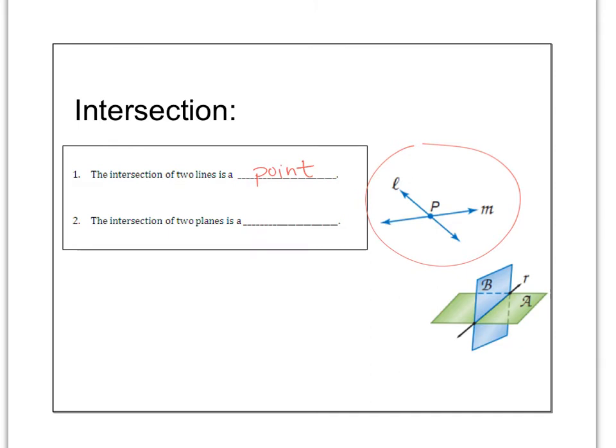Or number 2, the intersection of two planes is a, now remember, planes are supposed to go off in every direction forever and ever, so even though we can't really draw that, you have to imagine them being extended. So two planes are going to intersect along this, which is going to be a line. It's going to go forever. So a line.